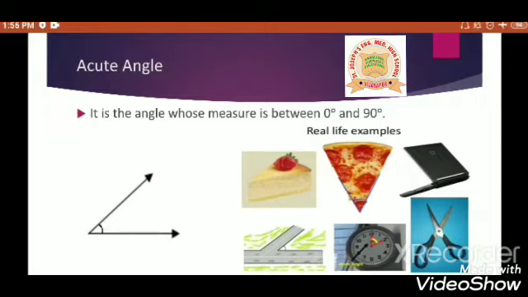If you see the diagrams over there, there is a pie of pizza, and the laptop's angle is less than 90 degrees. If you see the road, the angle between the two roads is also less than 90 degrees. And if you see the watch, the timing showing from 12 to 2 is also less than 90 degrees, that is also an acute angle. And see the scissors, the arms of the scissors are bent toward each other, and the angle in between is less than 90 degrees. So it is called an acute angle.